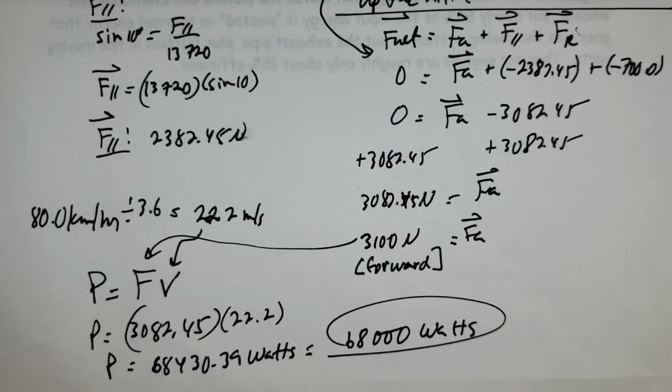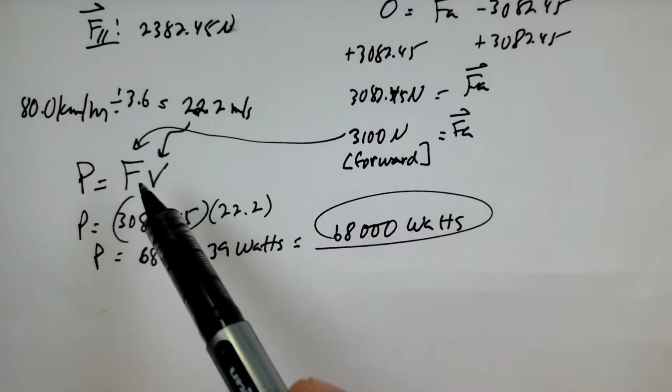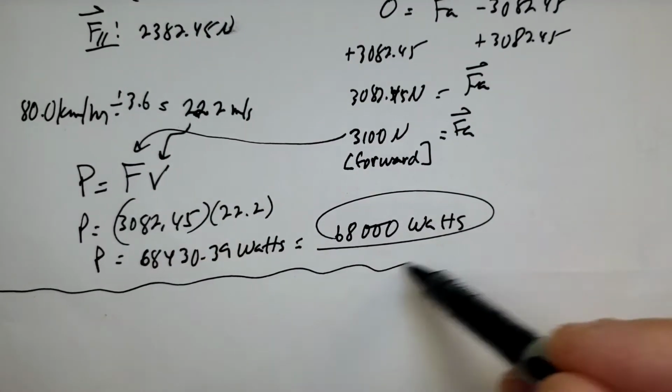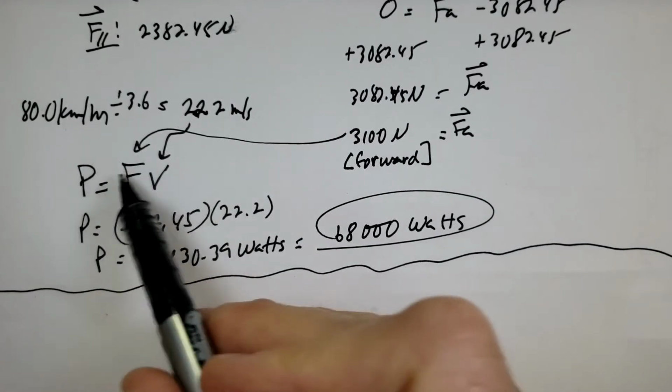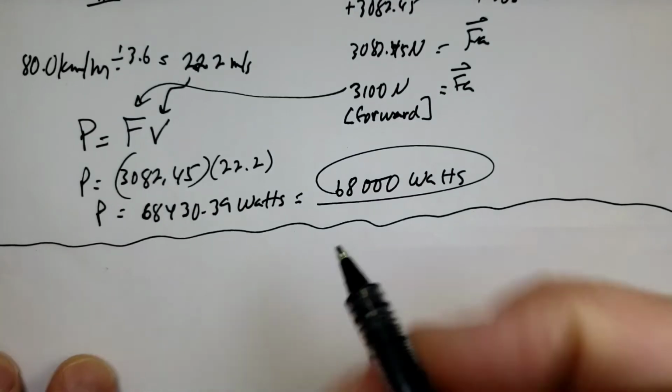68,000 watts. Okay, so there's two ways we could figure out the power, of course: work over time. We weren't told anything about time here, so that's going to hopefully involve the other power formula that we have, in which we can figure out the applied force that we're exerting and how fast we're going. We can figure out power in that fashion.